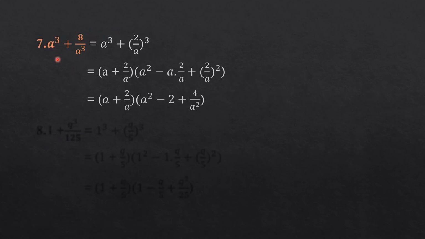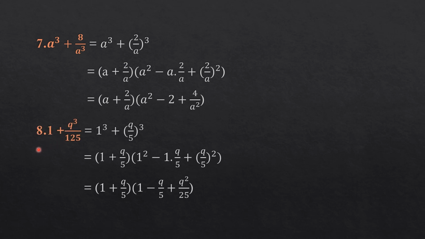Then example number 7, a cube plus 8 upon a cube. Here again we can write 8 upon a cube as 2 upon a bracket cube. So we get a cube plus 2 upon a bracket cube is equal to a plus 2 upon a into another bracket a square minus a into 2 upon a plus 2 upon a bracket square, is equal to a plus 2 upon a in another bracket a square minus 2 plus 4 upon a square.